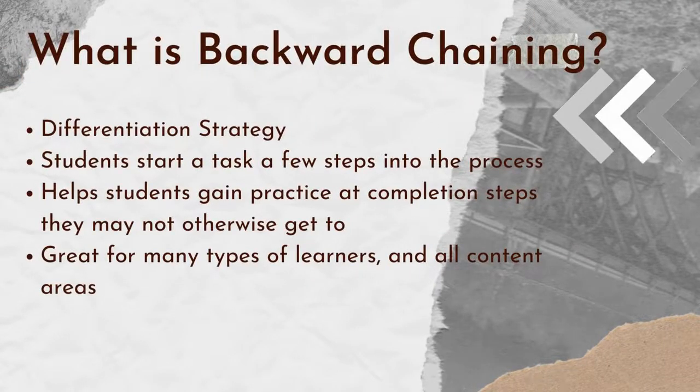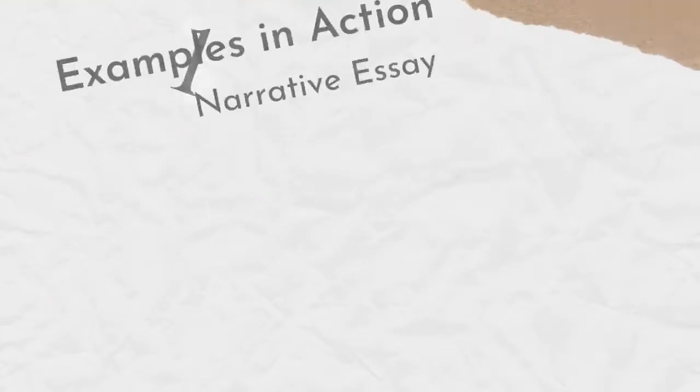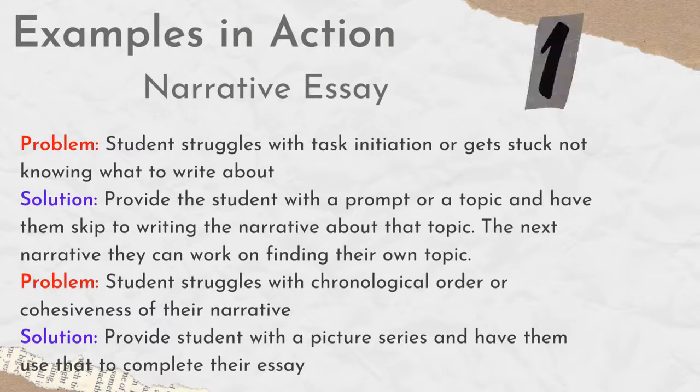Backward chaining is a differentiation strategy where students start a process closer to the endpoint of a series of tasks. This helps students gain practice at skills later on in a process and works well across all content areas. Here are 3 examples of how you can use backward chaining in action.